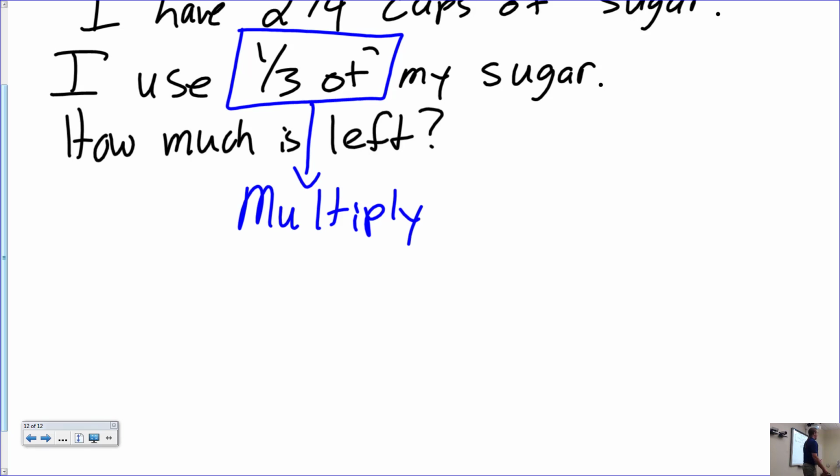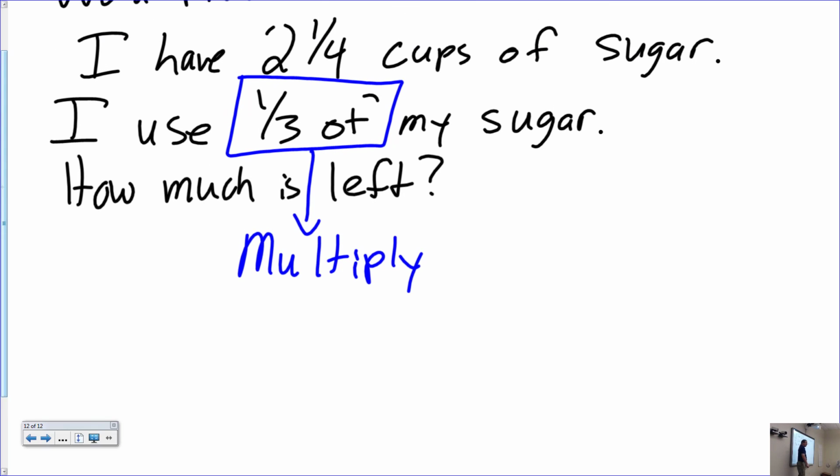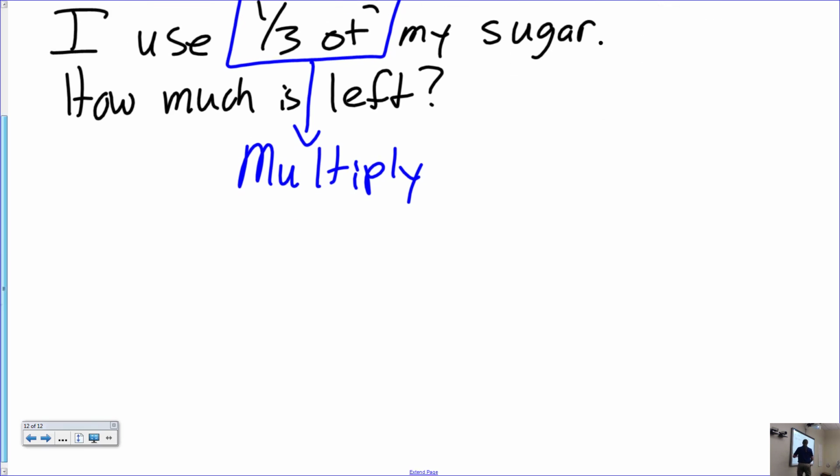Because you did not use 1/3 of a cup. 1/3 of 2 1/4 cups is not going to be exactly 1/3 of a cup, right? 1/3 of a cup is 1/3 of 1 cup, not 1/3 of 2 1/4 cups. This is something that students have a hard time with, because you know you need to subtract, but you don't know what to subtract yet.